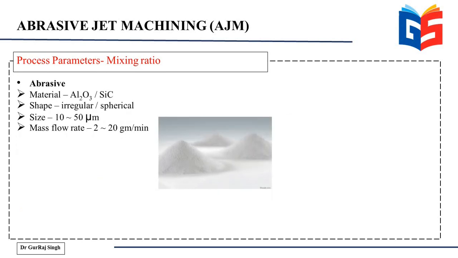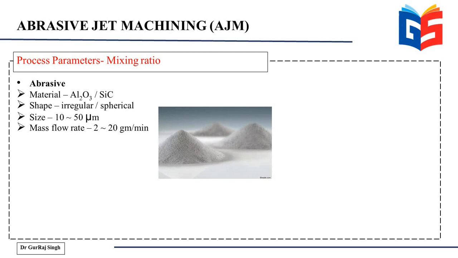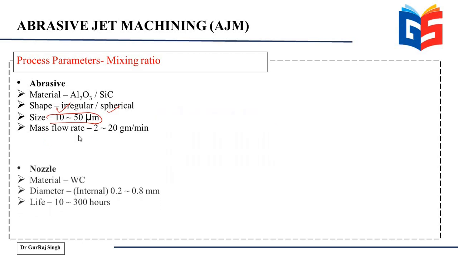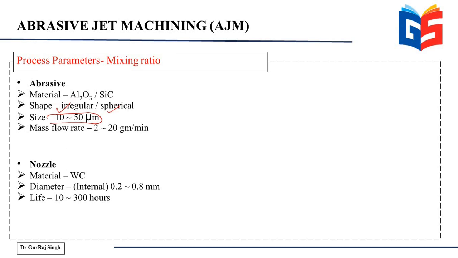Now when I talk about the process parameters, mostly the materials that we use as abrasives are either alumina or silicon carbide. Their shape can be either irregular or spherical. Their size can vary from 10 to 50 micrometers, and their flow rate can vary from 2 to 20 grams per minute. When I talk about the nozzle, the material of the nozzle can usually be tungsten carbide or sapphire. The internal diameter is 0.2 to 0.8 mm, and the life can vary from 10 to 300 hours.